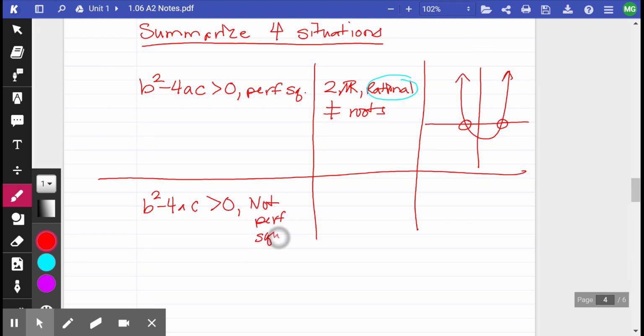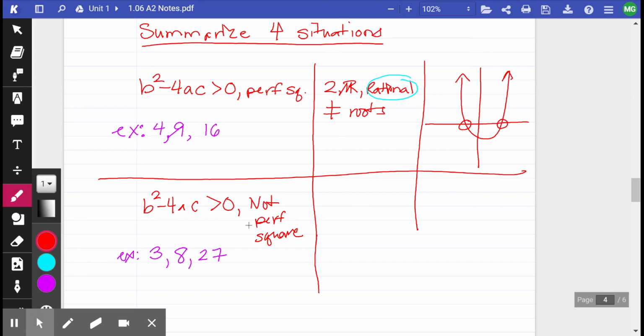So let's just talk about an example of what that could be. A number that's positive and not a perfect square. So maybe 3. It could be 8. It could be 27. Whereas an example of a discriminant that's greater than 0 that is a perfect square could be 4, 9, 16, 25, anything that's a perfect square and that's also positive.